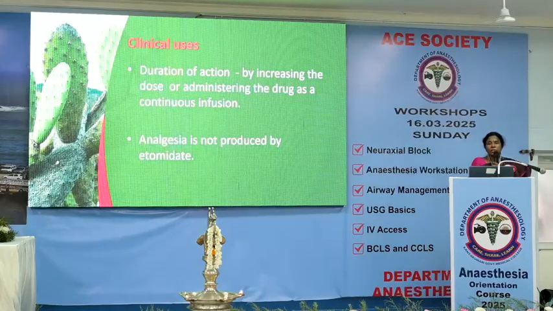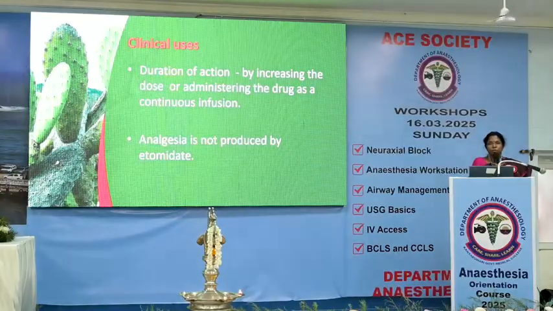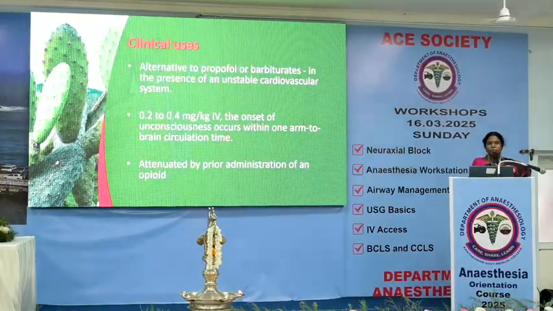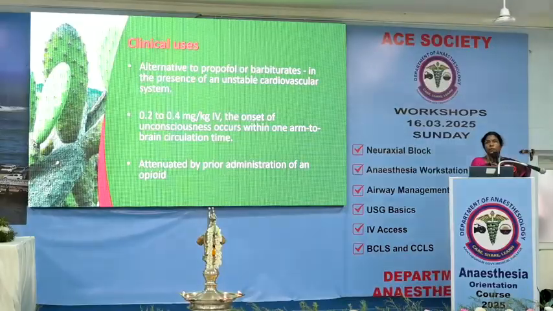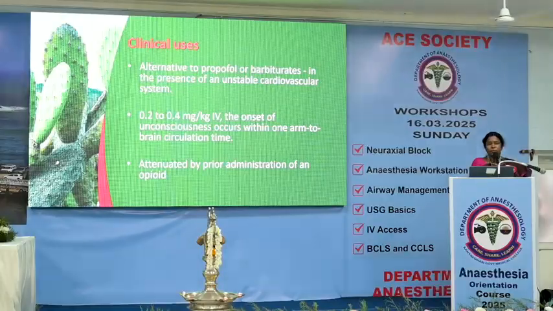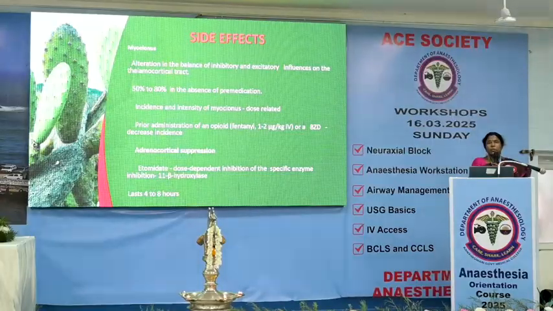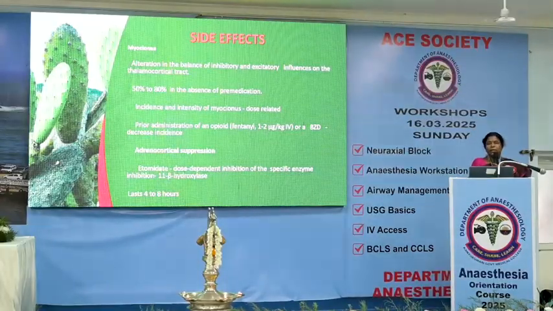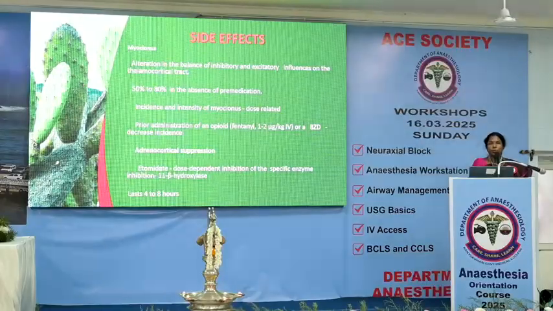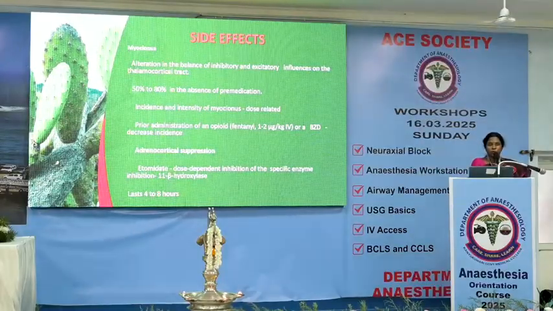The duration of action of etomidate is increased by an increase in the dose or if the drug is given as a continuous infusion. The dose is 0.2 to 0.4 milligram per kg. The onset of unconsciousness occurs within one arm-brain circulation. Side effects of etomidate include myoclonus. This can be prevented by giving an opioid like fentanyl 1 to 2 microgram per kg IV or a benzodiazepine.